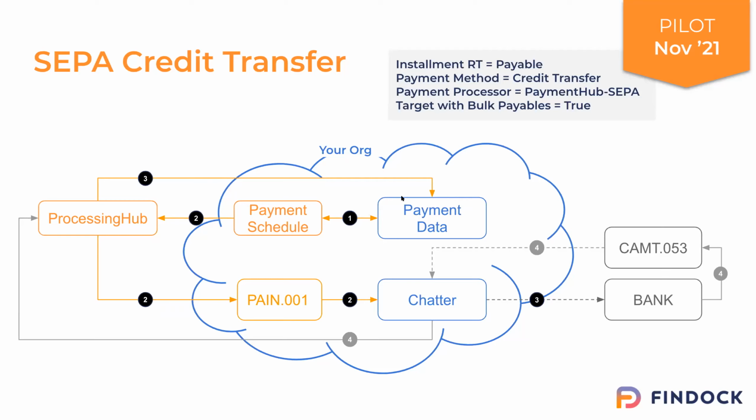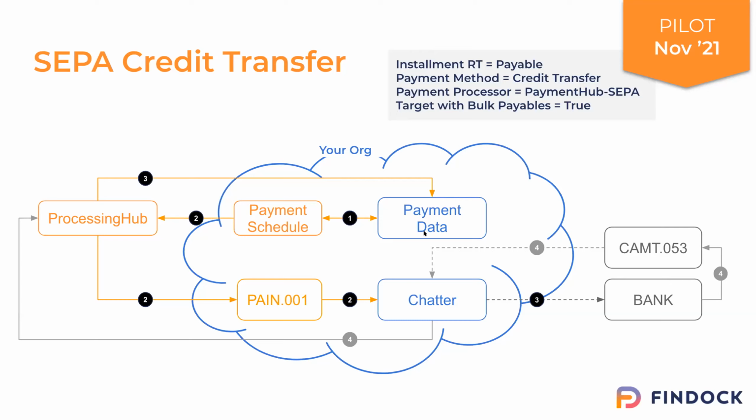So this entire process starts with your payment data, which in this case, like Stefan said, are installments with a record type payable and a payment method credit transfer for the payment processor SEPA. At this point, it only works for the SEPA scheme, and only if you have configured your target. This target doesn't have to be a new target in the processing hub. It can be your existing bank account or target where you just enable this SEPA credit transfer feature. And we call this bulk payables.